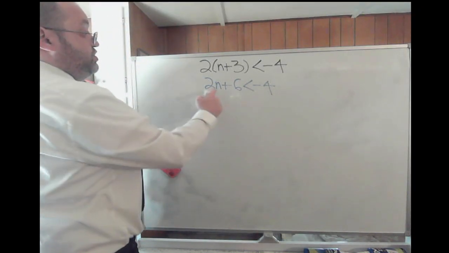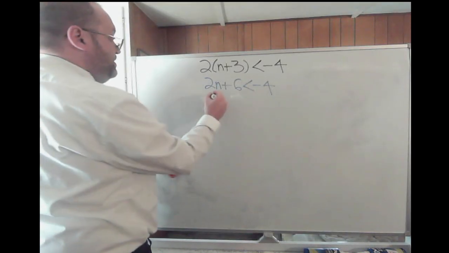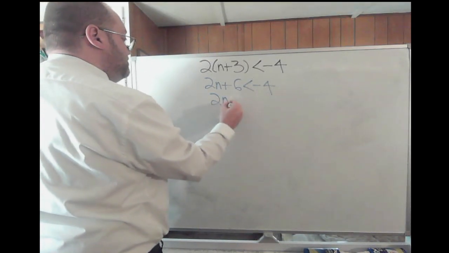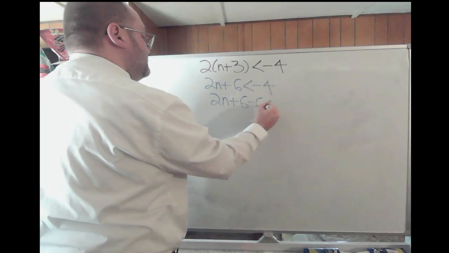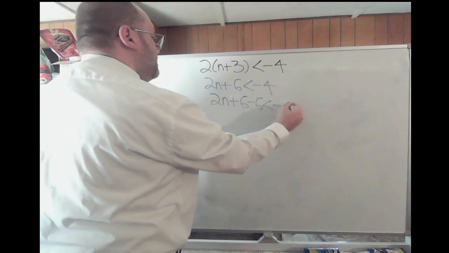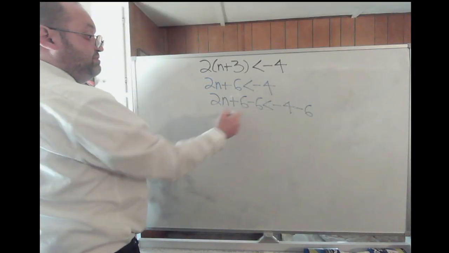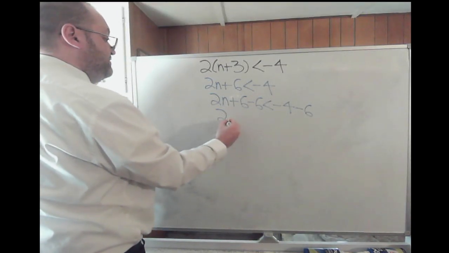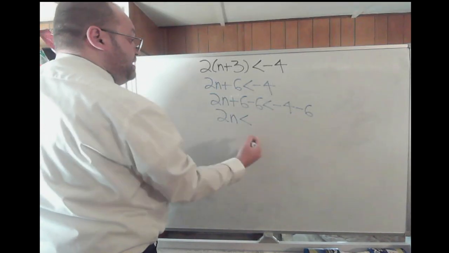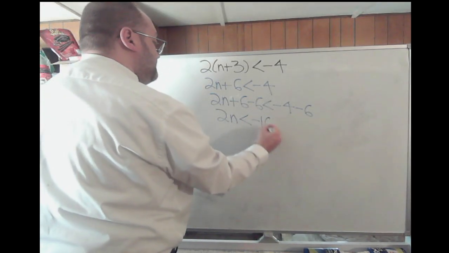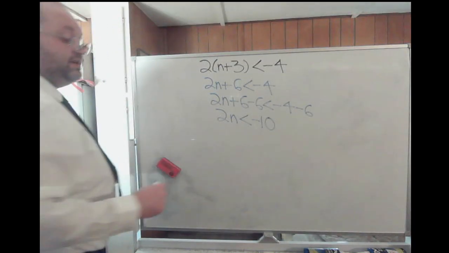Well, we got 2n plus 6. We want to just get 2n by itself. We have plus 6, so we need to do minus 6. So you have 2n plus 6 minus 6 is less than negative 4 minus 6. So on the left side, 6 minus 6, that's 0. That just leaves 2n by itself. Would be less than negative 4 minus 6, that's negative 10. So now we're reduced to 2n is less than negative 10.